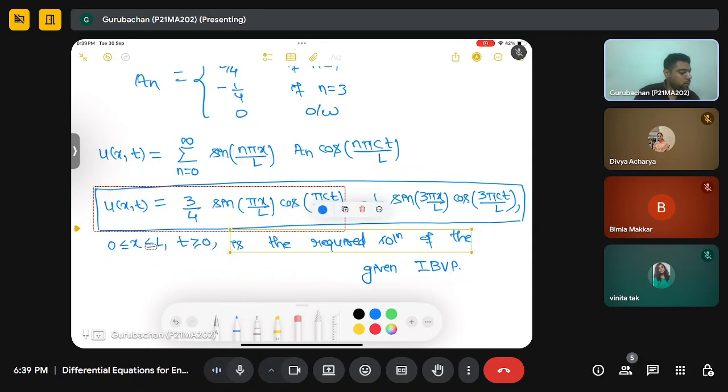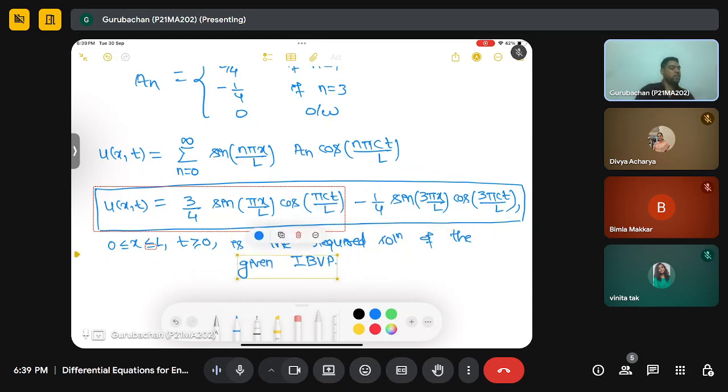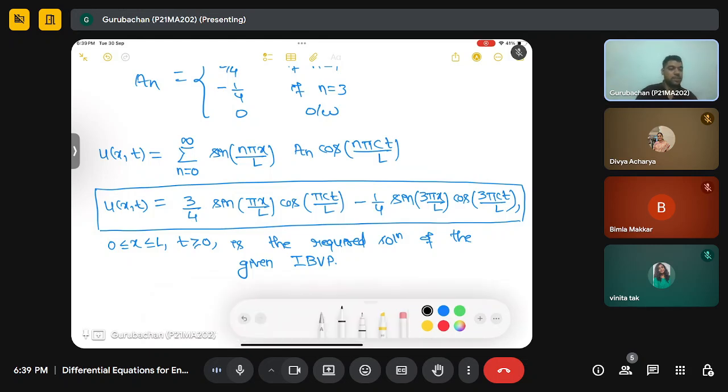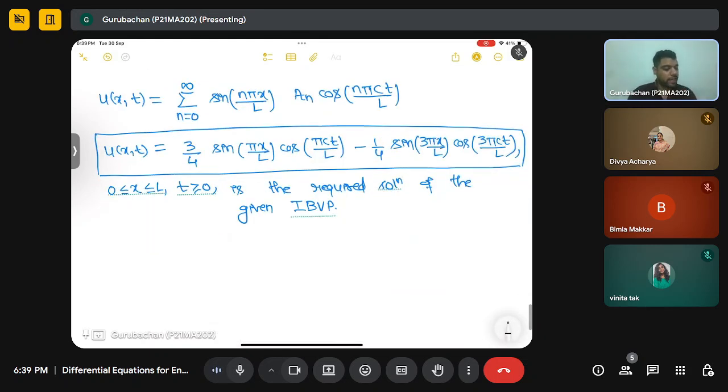of the given initial boundary value problem. So the answer is 3 by 4 sin(pi x by L) cos(pi ct by L) minus 1 by 4 sin(3 pi x by L) cos(3 pi ct by L). So it is correct. So let me give you one more question to make you familiar with how to apply this method of separation of variable.